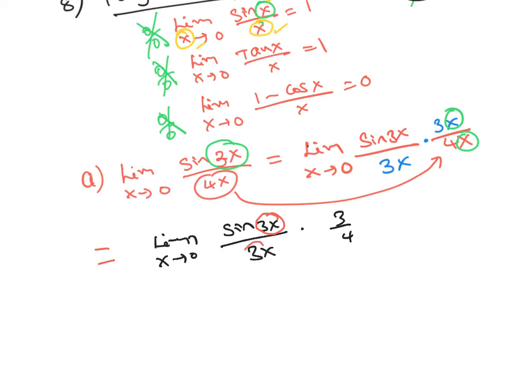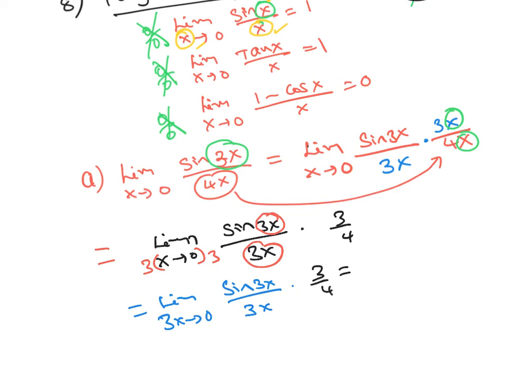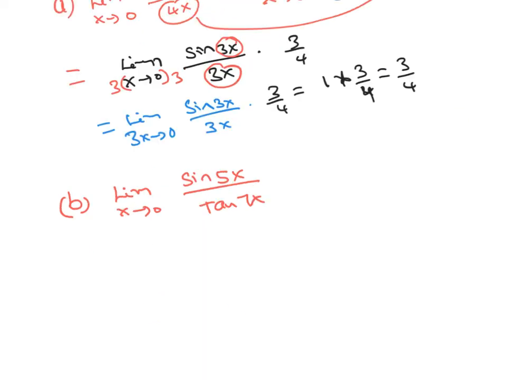Now this is matching, this is matching. I'm going to multiply both sides by 3 here to match this one as well. So this becomes 3x approaches 0. 0 times 3 is 0. And then 3 over 4. According to the formula, that is 1 times 3 over 4. 3 over 4 would be my answer. Let's see another similar problem here.